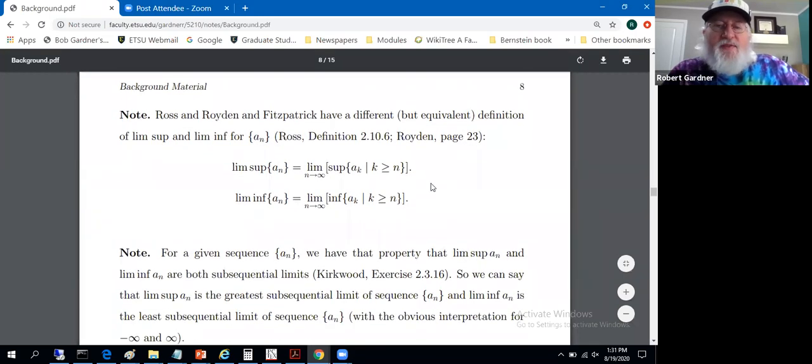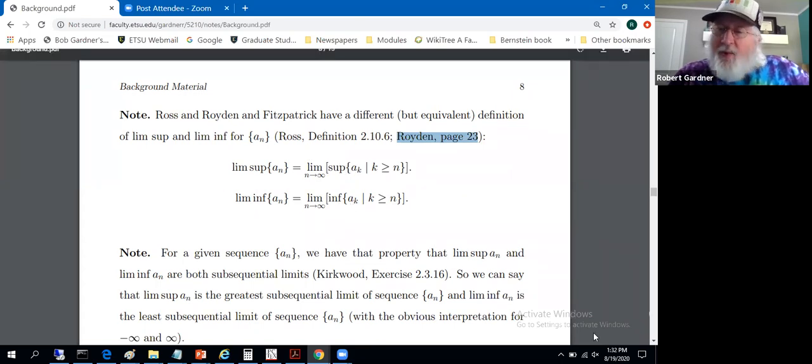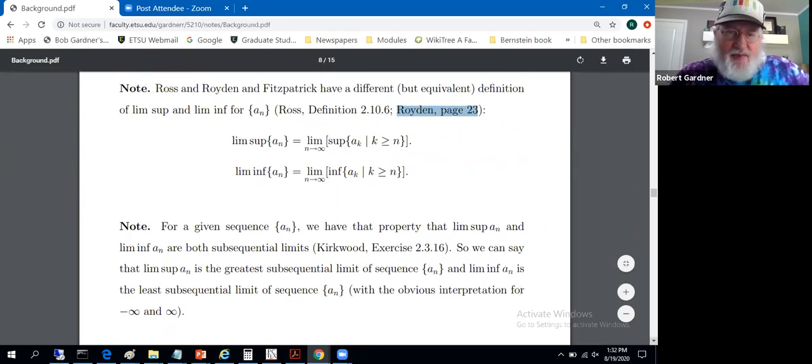An alternative definition, which is mentioned in Royden, so it may pop up in the book. I'm going to make some additional comments about this, but we can also write lim sups as a limit of the sup of the tail, a set consisting of the tail of the elements of the sequence, or an inf of the tail of the elements of the sequence. This is an alternative way.